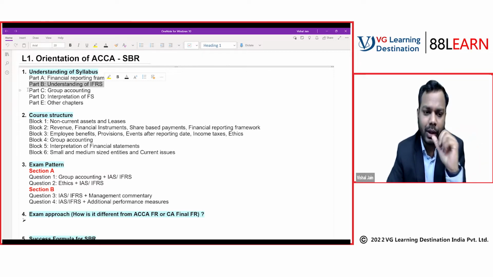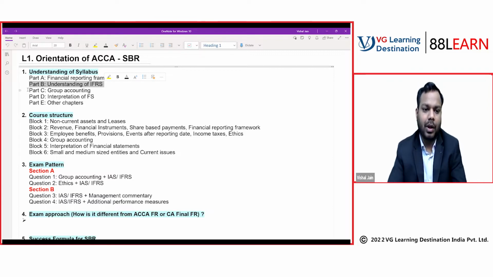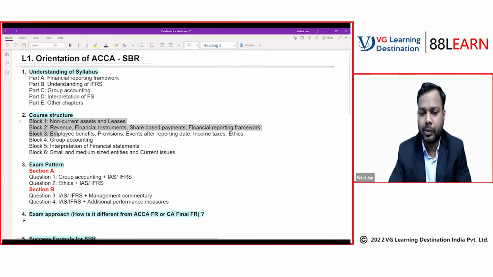Now, this is the syllabus which is given by the BPP material, but we will not be going by this one. Rather, we'll restructure our program so that it is easy for you to understand things. For part B, understanding of IFRS, we have broken it down into 3 blocks. If you can see here, non-current assets and leases are block 1. Block 2 talks about revenue, financial instruments, share-based payments, and the financial reporting framework, which is part A. The third block is employee benefits, provisions, events after the reporting date, income tax, and ethics.